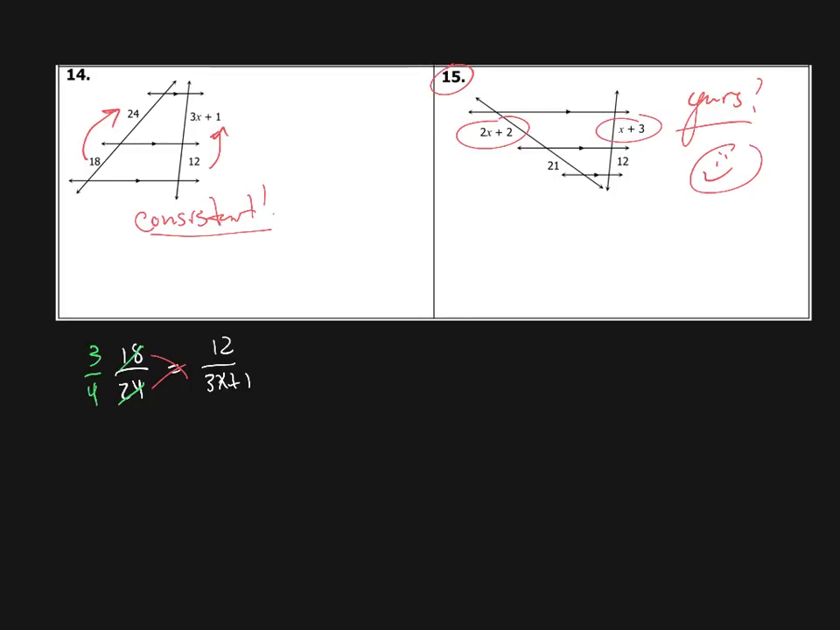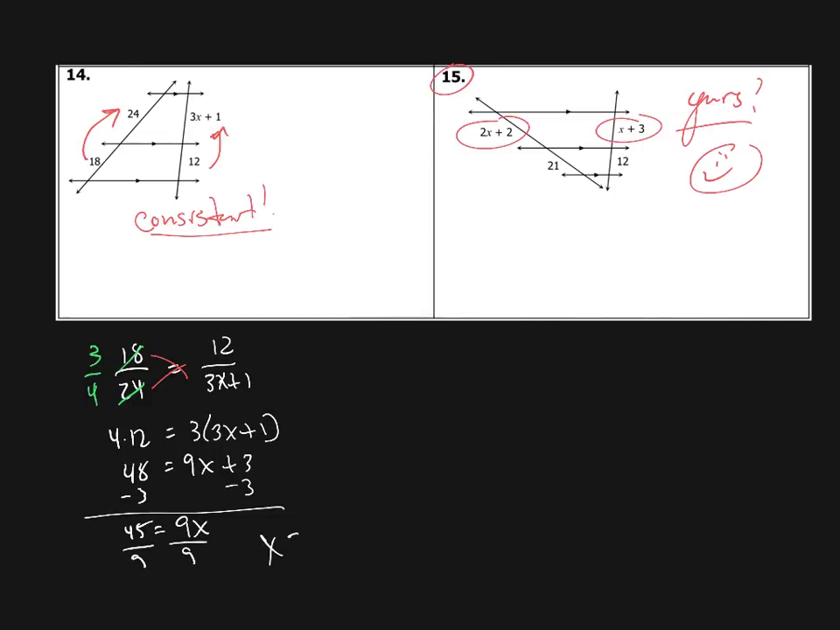As we cross multiply, we're going to get 4 times 12, which is 48, and 3 times 3x plus 1 in parentheses. That's going to be 48 equals 9x plus 3. Subtract the 3, subtract the 3, and we get 45 equals 9x. How nice that is. X equals 5, and we're done.